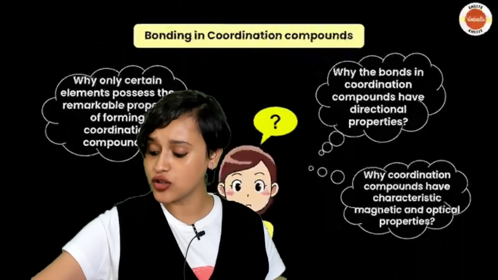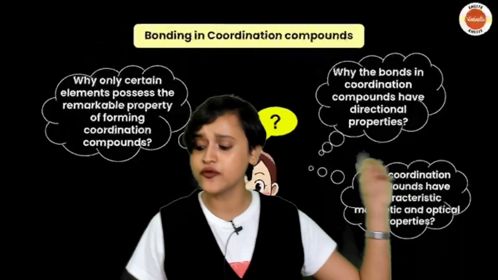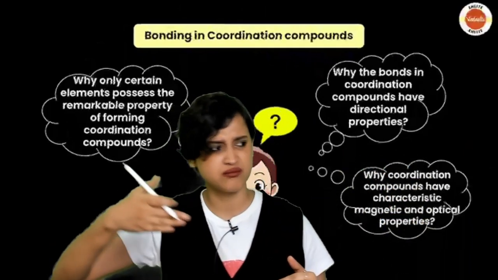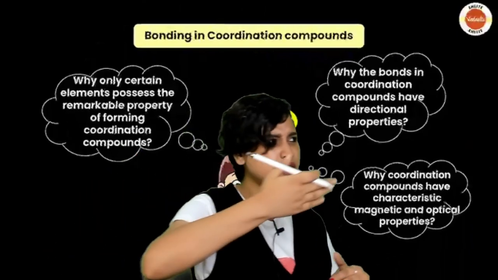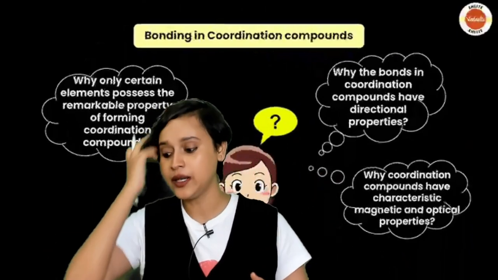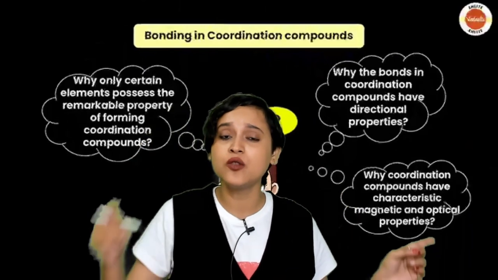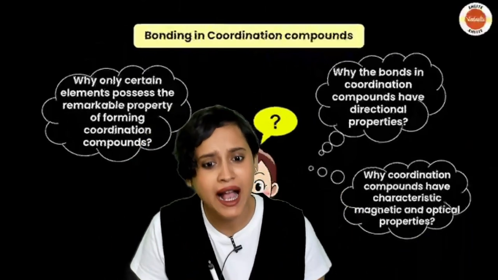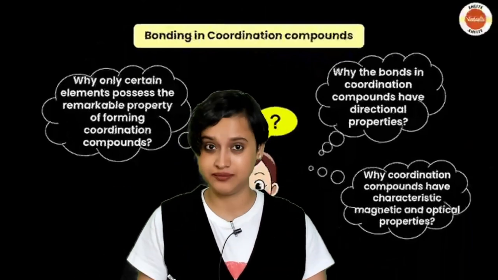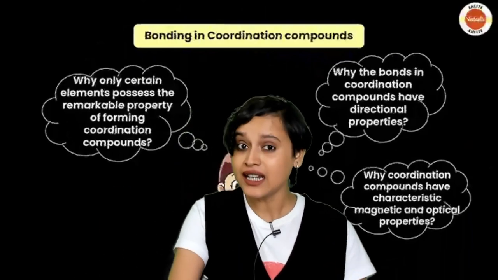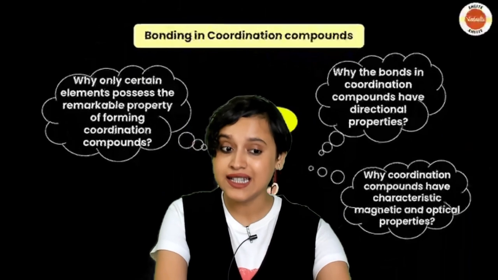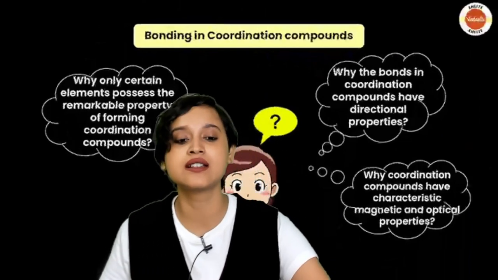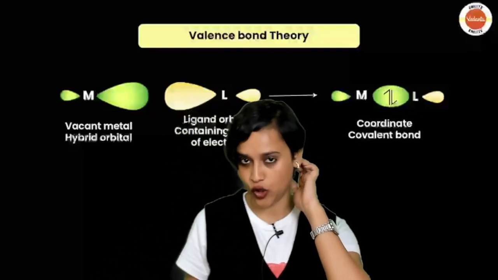Apart from that, he also could not explain why the bonds formed in coordination compounds have directional properties. Why do they have directional properties? It could not explain. It also could not explain why coordination compounds have characteristic magnetic and optical properties, right? And this is the reason why, my dear students, we have to move forward and understand what is valence bond theory.